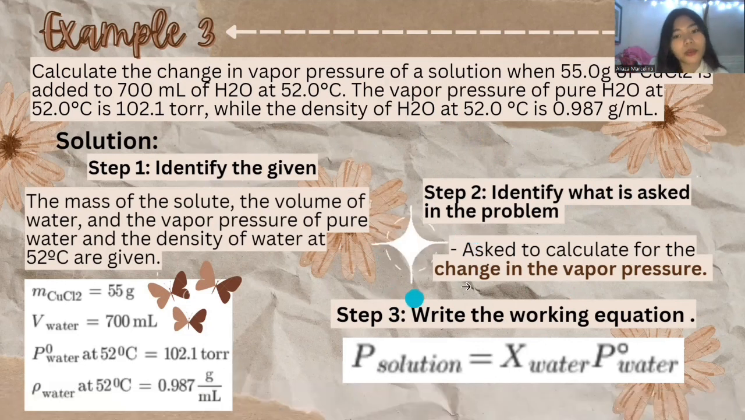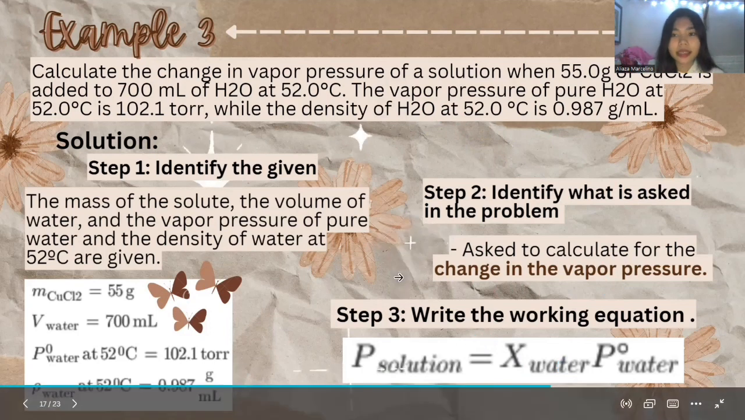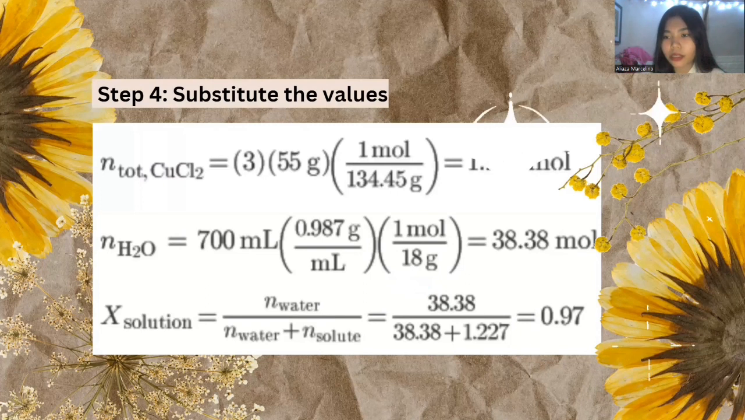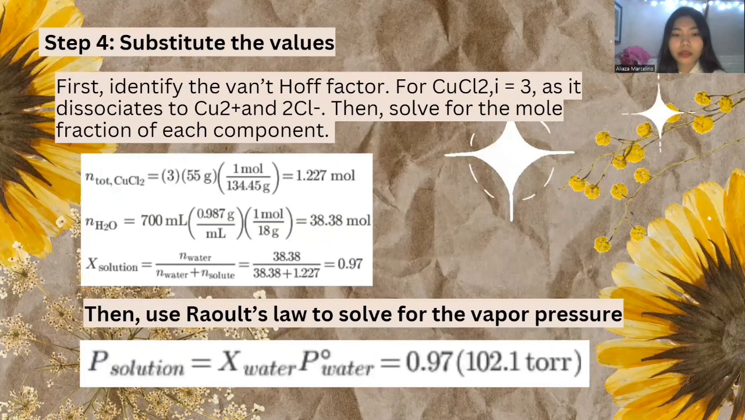Step 3, write the working equation, which is this. Next is step 4. Substitute the values. First, let's identify the Van't Hoff factor for CuCl2. i is equal to 3 as it dissociates to Cu2+ and 2Cl-. Then solve for the mole fraction of each component. And if you are done, now we're gonna use Raoult's law to solve for the vapor pressure.